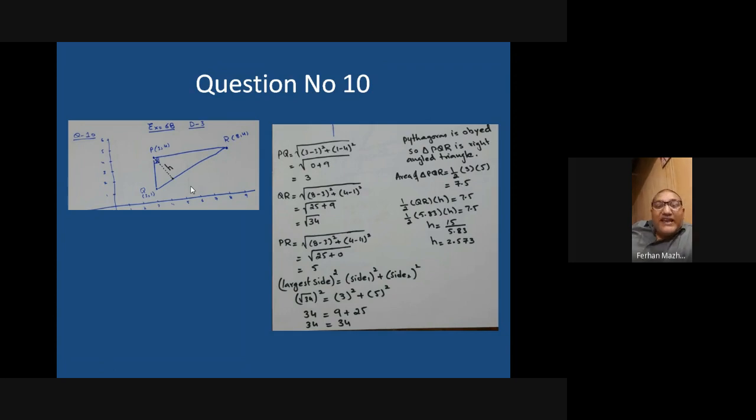So if you make H the subject of the formula, or make it alone on the left side, that 5.83 will go on the other side, it will divide. That 2 will go on the other side, it will multiply. So 7.5 multiplied by 2 will be 15. 15 divided by 5.83 will be 2.573. So the perpendicular from P onto the QR will be 2.573. So this is how you do question number 10.